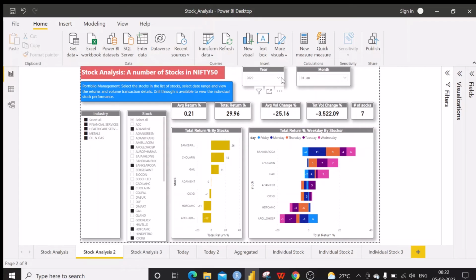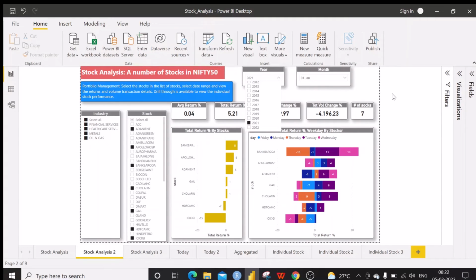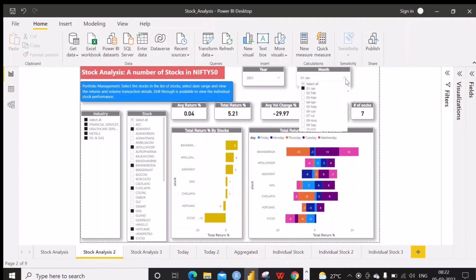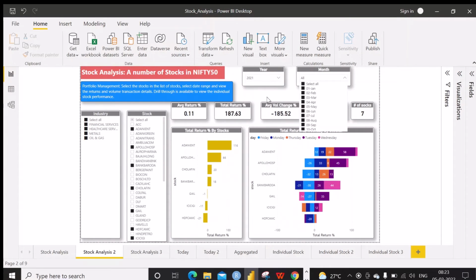For example, in 2021, for the whole year, you can get this kind of return. That is the total return by stocks for this one, and for the year 2021, that is, you invested on January 1, it is for January. We can select all the months. So this is the result. If you invested from January 1st to December 31st of 2021, that kind of information you can get.